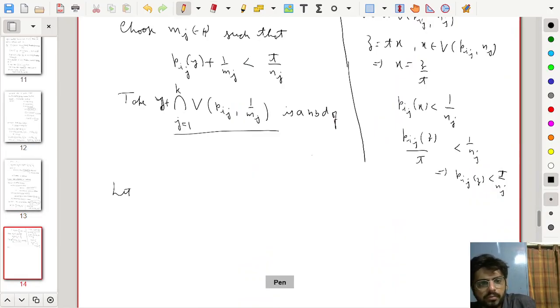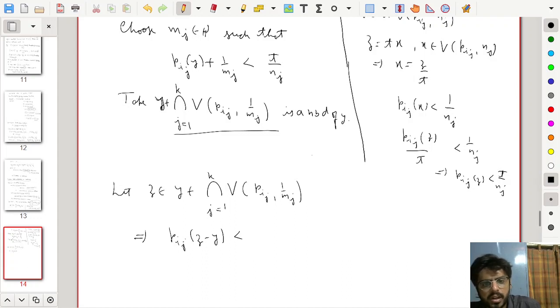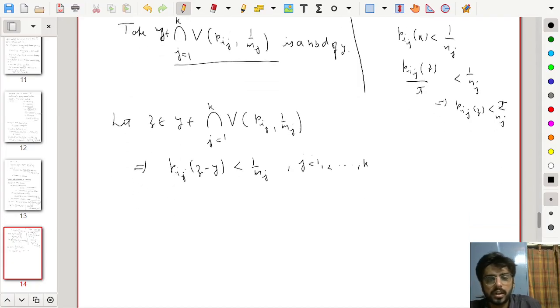It's a neighborhood of y, right? So let z belong to y plus the intersection over j from 1 to k of V(p_ij, 1/m_j). What does this imply? p_ij of z minus y is strictly less than 1/m_j, where j is from 1 up to k, right?